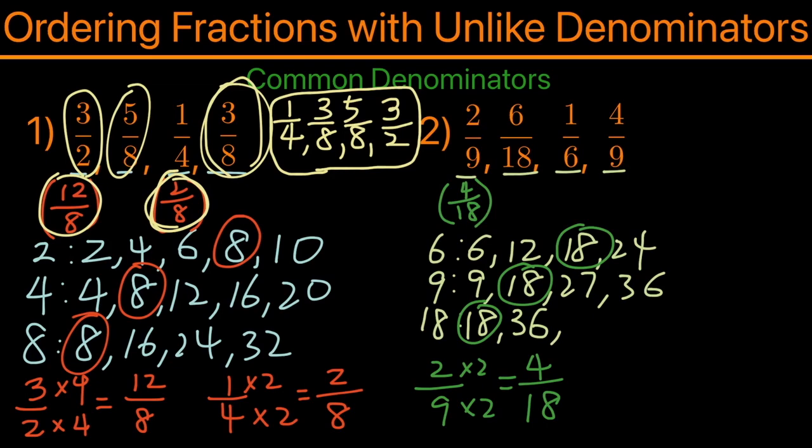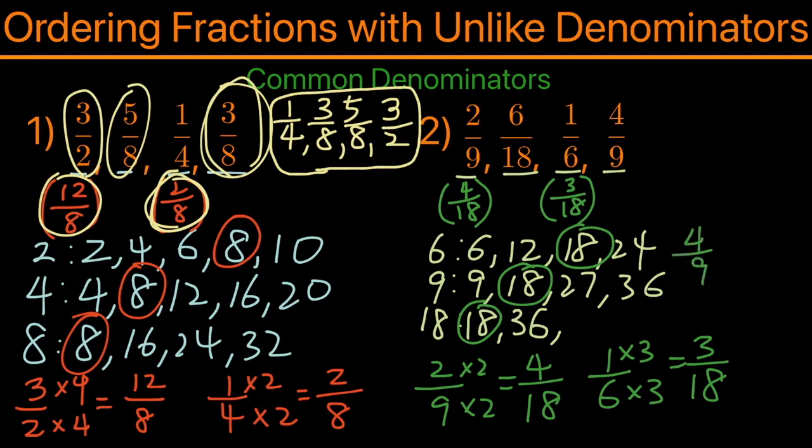The next one, 6/18, is already with 18 as the denominator, so we'll do nothing there. The third number, 1/6, we need to times by 3 to get to 18, and then the numerator by 3 as well. So then we have 3/18. And lastly, we have 4/9, and we're going to need to times that by 2. Then we have 8/18.